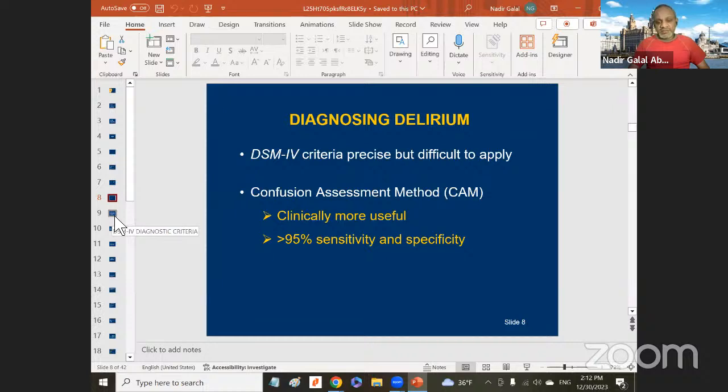So the method that we can use to assess delirium is called the CAM method, or Confusion Assessment Method. This is a tool that was developed many years ago by a nurse, and that nurse was very involved with patients. So she paid attention and came up with this assessment tool. It's very useful, and it's very sensitive and specific to recognize this condition.